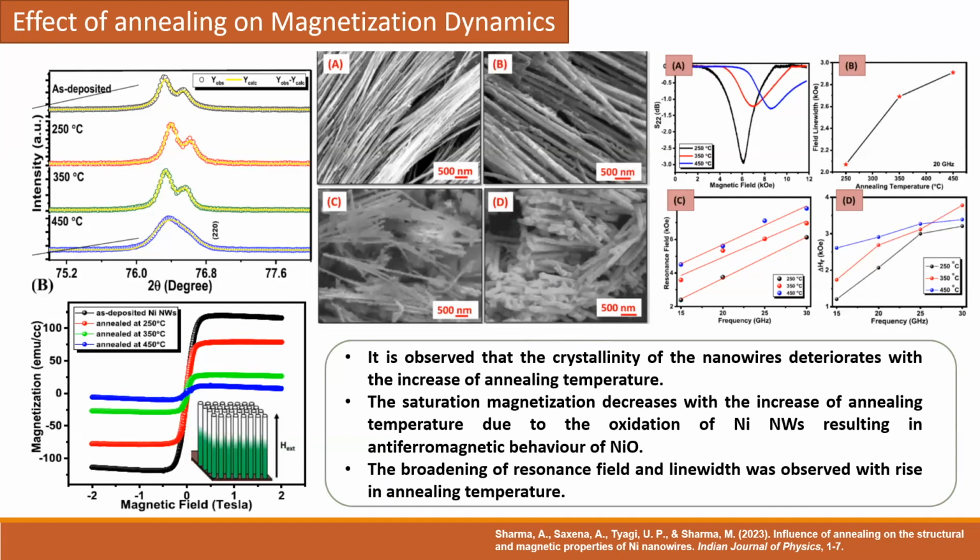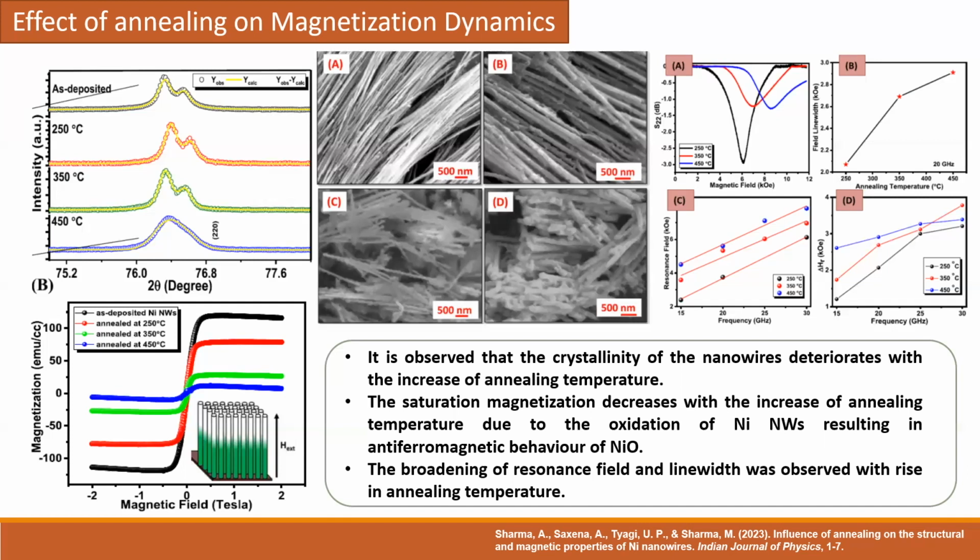Then the microwave properties can also be investigated. When we see the different annealing temperatures, what we observe is the line width as well as the resonance frequency. For the 250-degree, 350-degree, and 450-degree samples, the field line width has increased from the black one to the blue one. So you can see that the field line width increases. So it won't be good for the spintronic application.